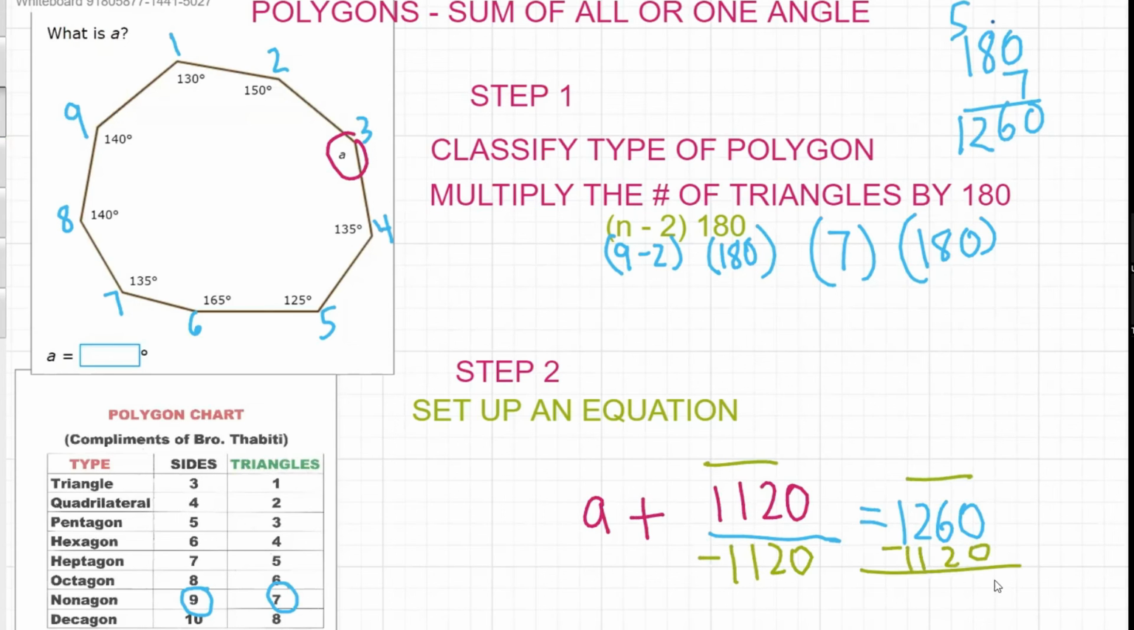All right, let's do our subtraction. 0, 4, 1. Looks like 140 degrees. So A equals 140 degrees.